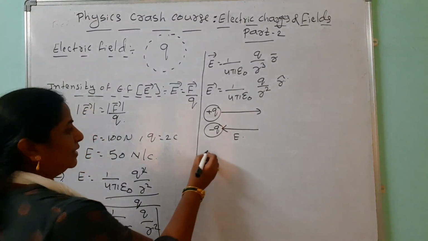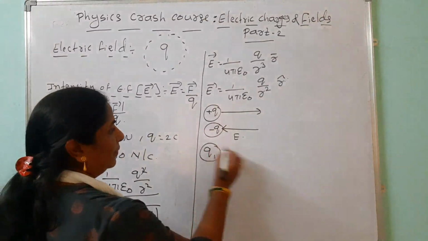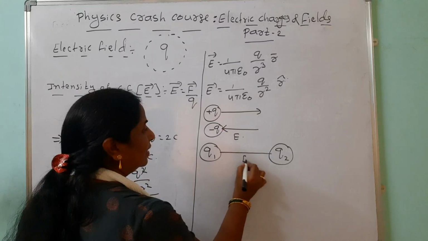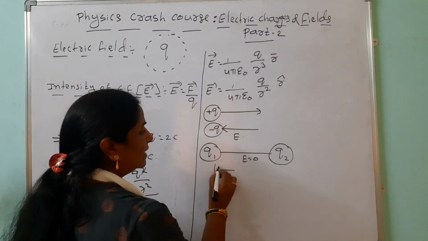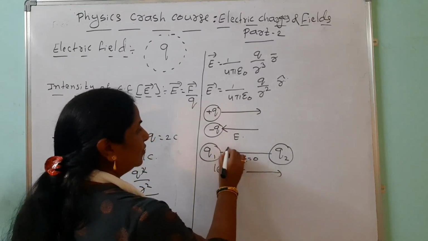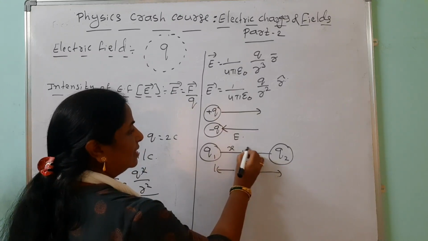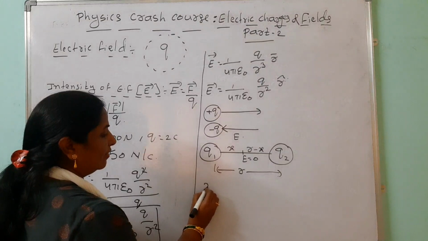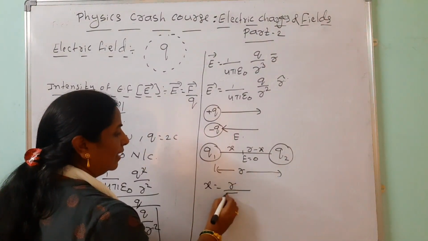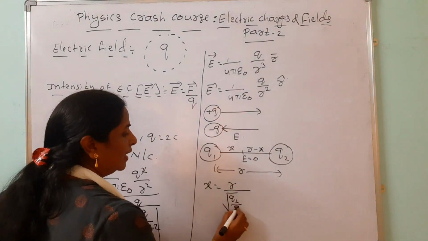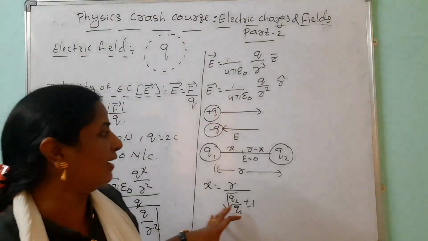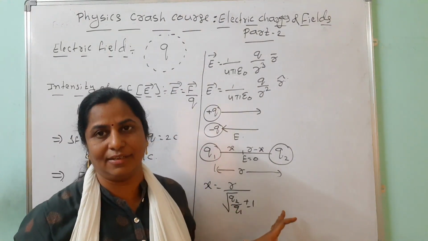Suppose we take two charges, one is Q1 and another is Q2. Where does the intensity become 0? The total distance is R. Suppose this is the X distance, then this is R minus X. Same as with force also, here you can find X equals R by square root of Q2 by Q1 plus 1. So this is about the null point in the case of intensity of electric field.